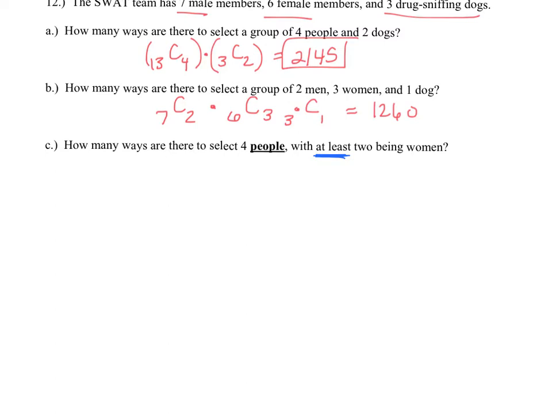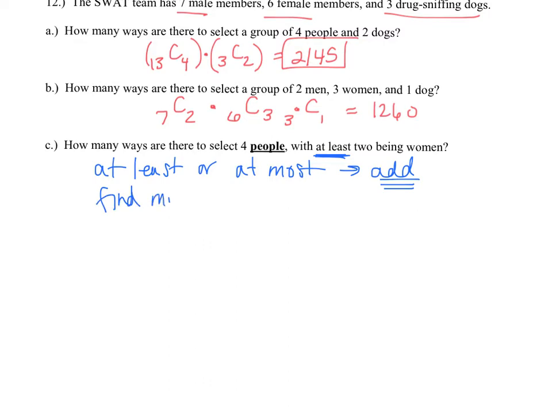When we hear the word at least, or at most, what that means is that we are going to need to add. All right, we have to find multiple solutions and add them together, because there are several ways that we can make this happen.